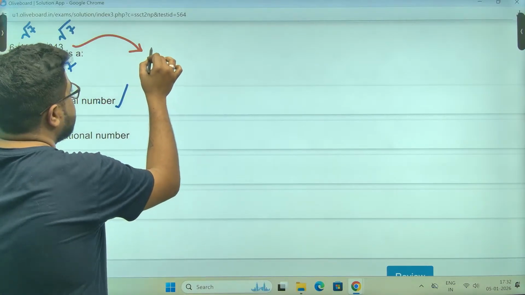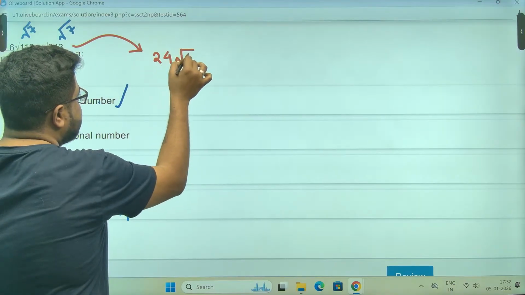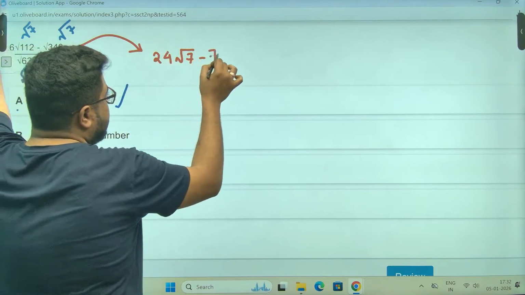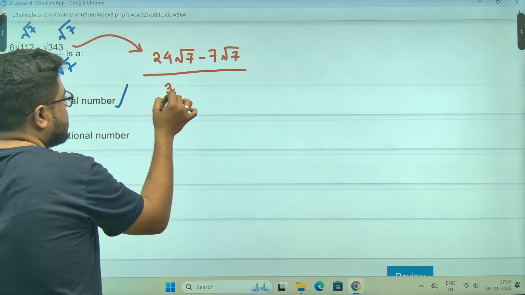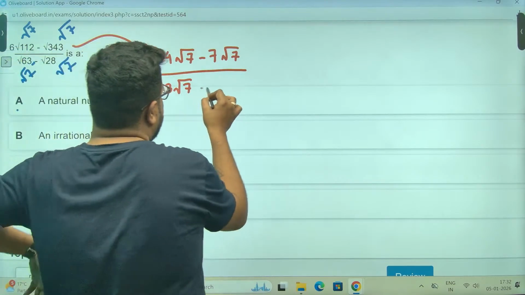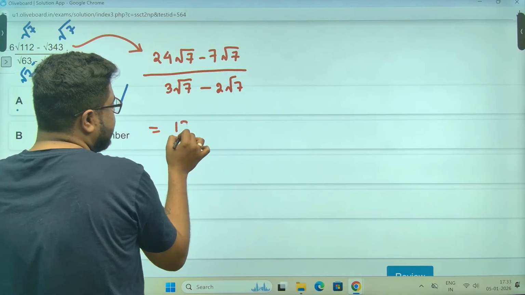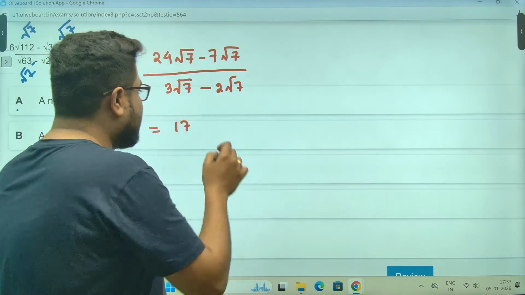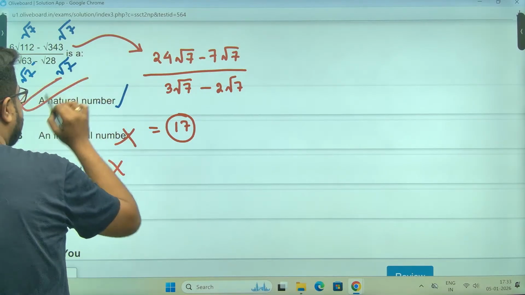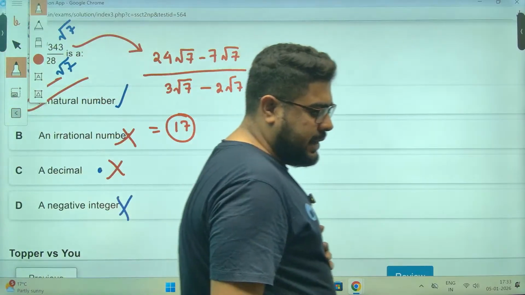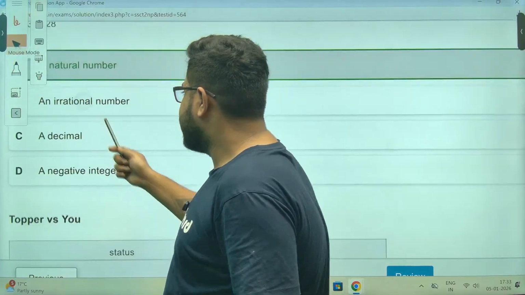16 into 7, 16 meaning 4, 24 root 7 sir, minus 7 root 7, this is 9 root 7 meaning 3 root 7. No sir, it will be natural number, minus 2 root 7 this one. So root 7 will cancel, 24 minus 21, 3 minus 2 is 1 only. So again, you see, there is no chance of getting a decimal or an irrational number. The only possibility is that we will get a natural number. Okay? So my instinct was correct.